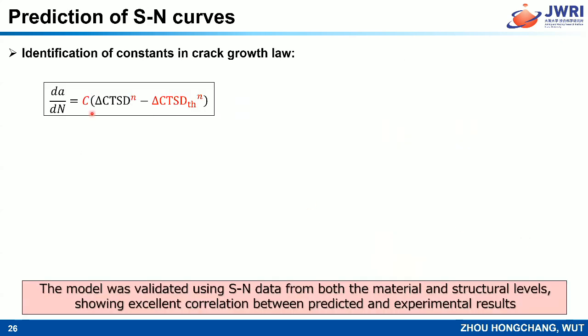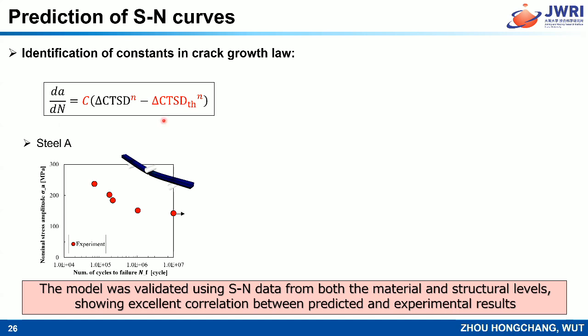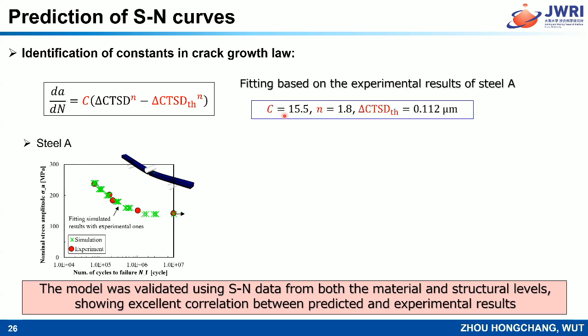And we use this crack growth rate calculation formula. A very important part is that we need to identify this parameter Cn and the CTSD threshold. Firstly, that is very similar to Paris law. The material constants should be identified first. Therefore, we perform the fatigue test using steel A. Steel A is a type of ferrite and pearlite steel, so we can use any type of steel to identify these parameters. And then we fit the simulation results with experiment 1 and obtain these 3 parameters.